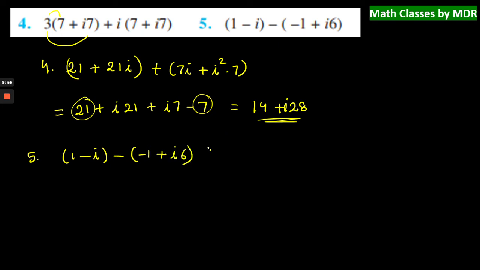So you just take this minus into this bracket, so we get 1 minus i minus of minus 1 is plus 1, minus of i6 is minus i6. So minus 1i minus i6. So minus 1 plus minus 7 is minus 7, so that means 2 minus i7. Okay, this is the form of complex number for this number.